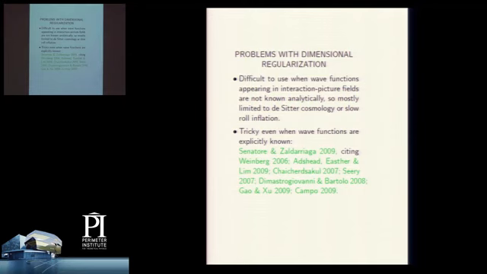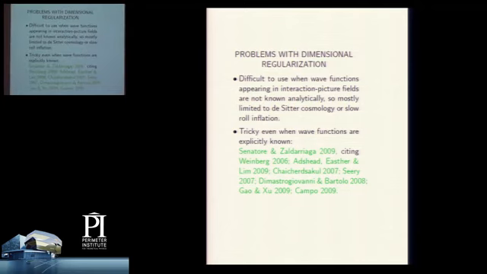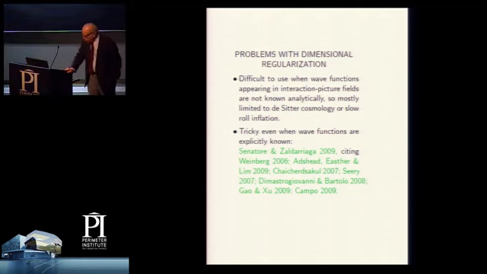All right. One problem is that it's difficult to see how to use dimensional regularization unless you have an analytic formula for the various wave functions that appear in the interaction picture fields. And generally speaking, unless you have a de Sitter metric or something close to it, like slow roll inflation, you don't have analytic formulas for those wave functions. And how you extend them away from 3 space dimensions to 3 plus epsilon space dimensions, I wouldn't know. But even where the wave functions are explicitly known, there are problems with dimensional regularization.